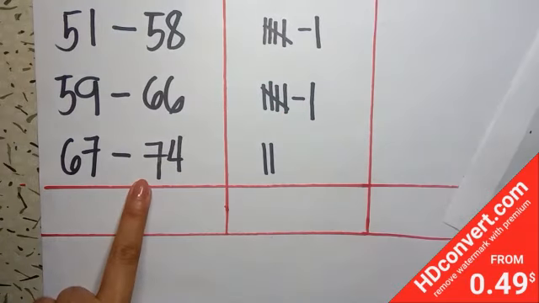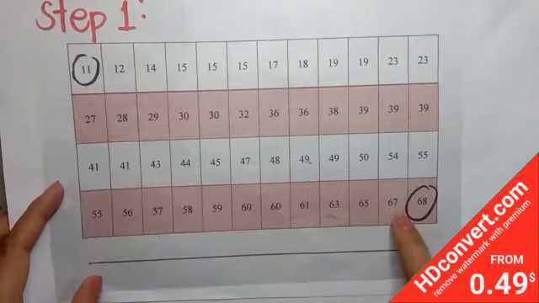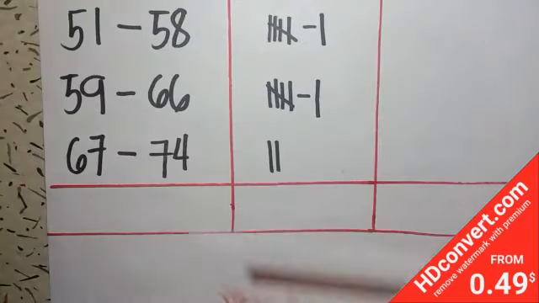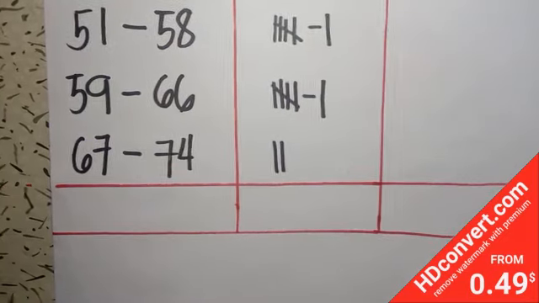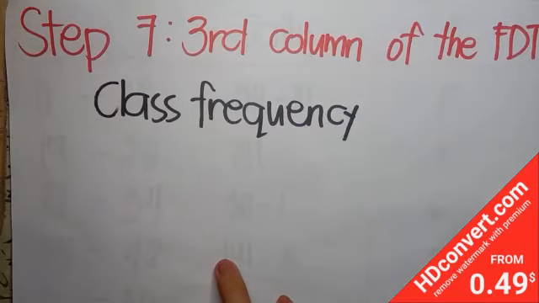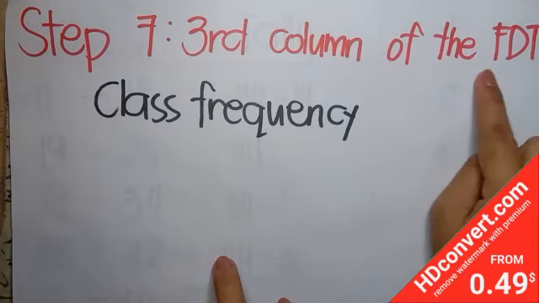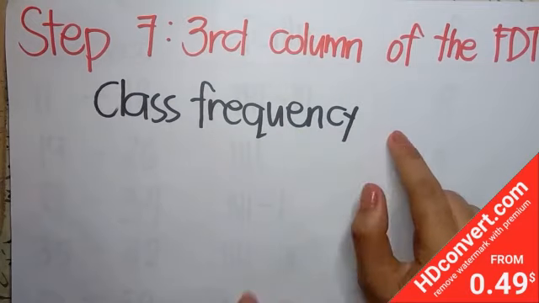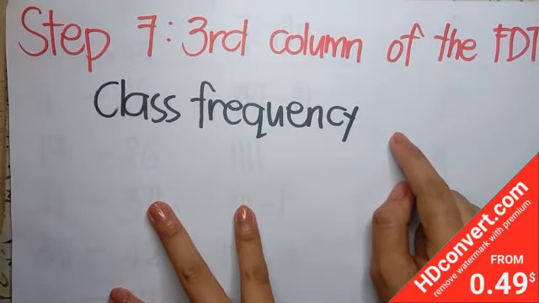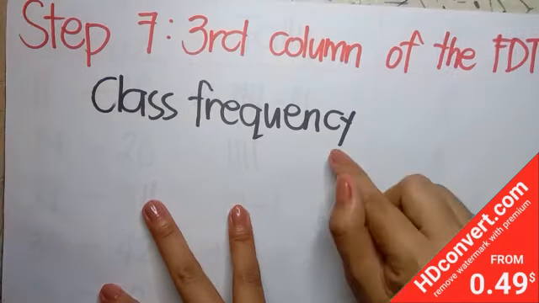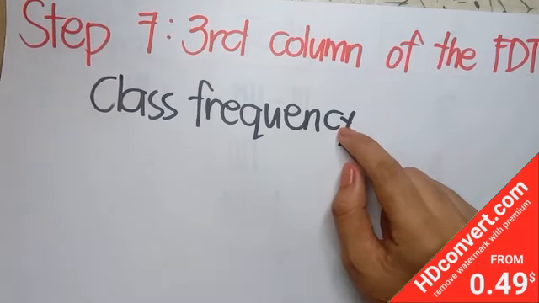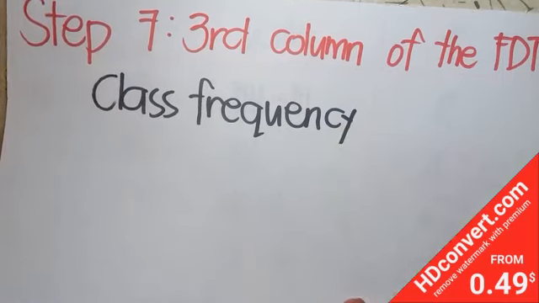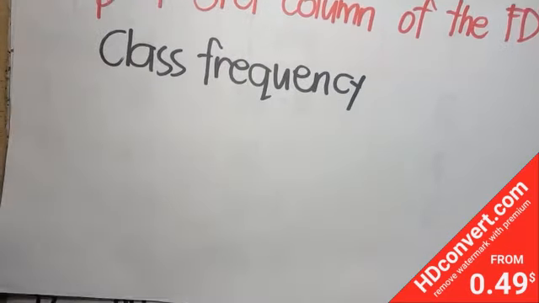Then, next, 67 to 74. 67 and 68. So, dalawa lang. So, that's all. Sa next step ay yung ilalagay natin sa third column ng FDT, which is the class frequency. So, sa class frequency, kailangan yung makukuha nating sample size or observations ay same lang din dun sa given data natin. So, paano ba tayo kukuha ng class frequency or frequency?